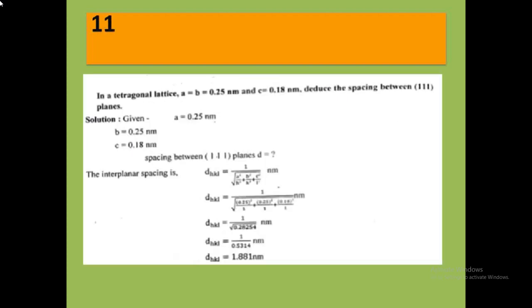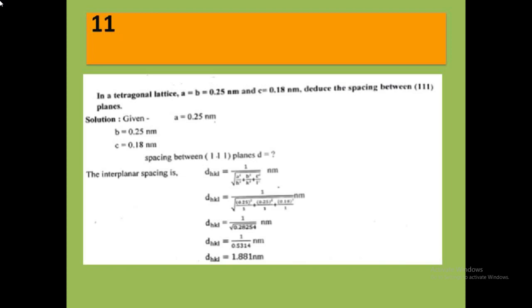In a tetragonal lattice, a is equal to b is equal to 0.25 nanometer and c is equal to 0.18 nanometer. Find the spacing between the 1, 1, 1 planes. Given a is equal to 0.25 nanometer, b is equal to 0.25 nanometer, and c is equal to 0.18 nanometer, and we need to find the spacing for 1, 1, 1. That is d square is equal to 1 upon under root a square upon h square plus b square upon k square plus c square upon l square nanometer. We will keep the answer in nanometers, so there is no need to convert it into meters.